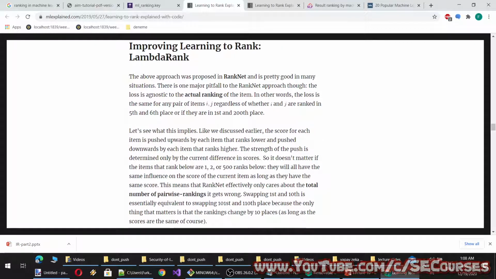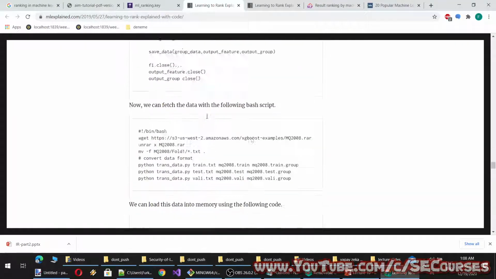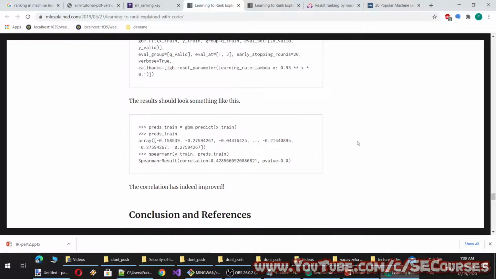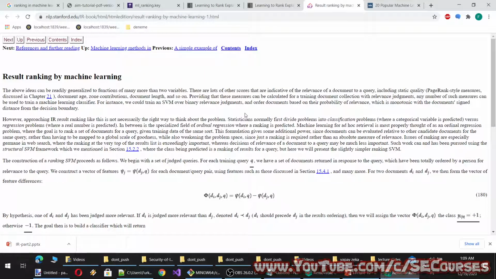Yeah, this is an explanation of LambdaRank. Okay, these are whole articles that need a lot of time to understand.